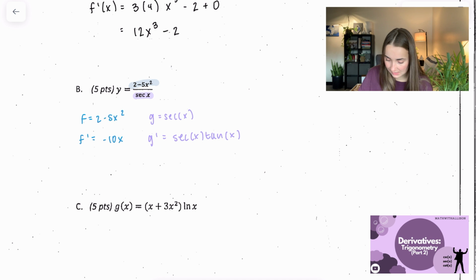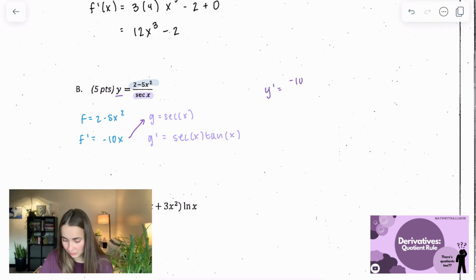You can always just whip out quotient rule if you want. You can rewrite secant of x as 1 over cosine, and you can go ahead and apply quotient rule and you'd get the same outcome. So if you forget the derivative of secant, you can always do that. So now when we apply quotient rule, we start at the bottom and work our way to the top. So here I'll write out y prime is equal to, and I'll multiply those two together. So I get 10x times secant of x.